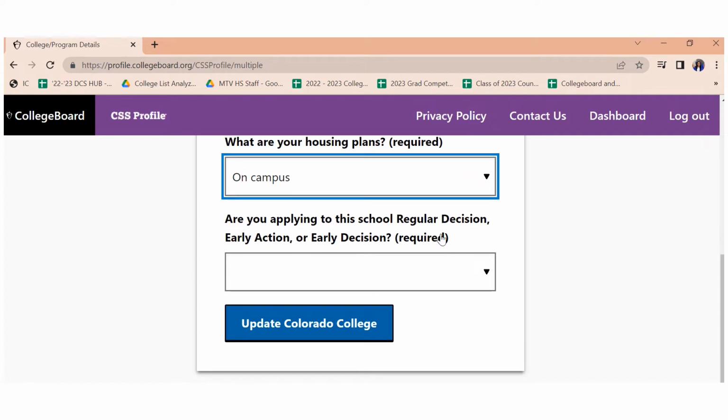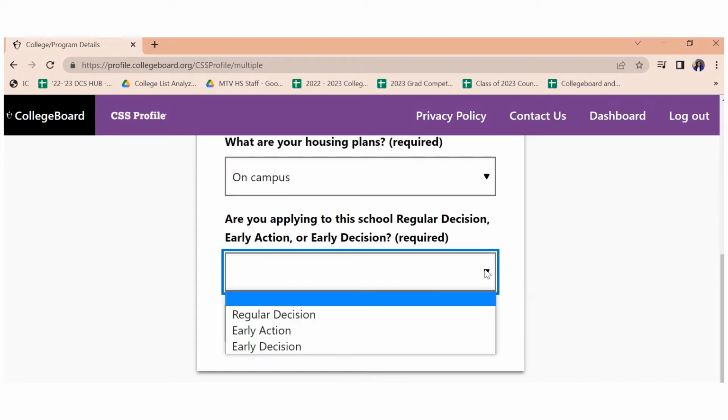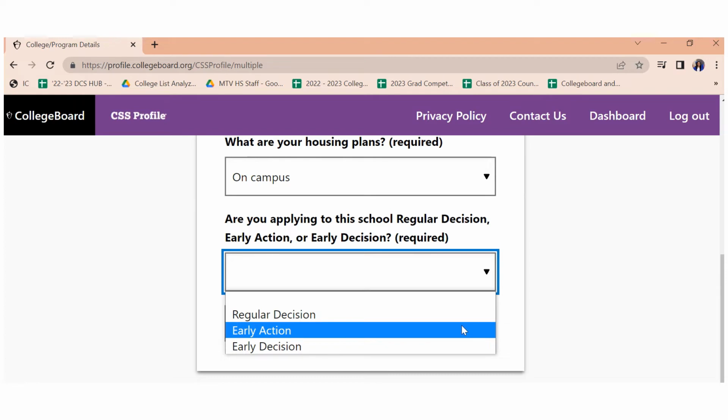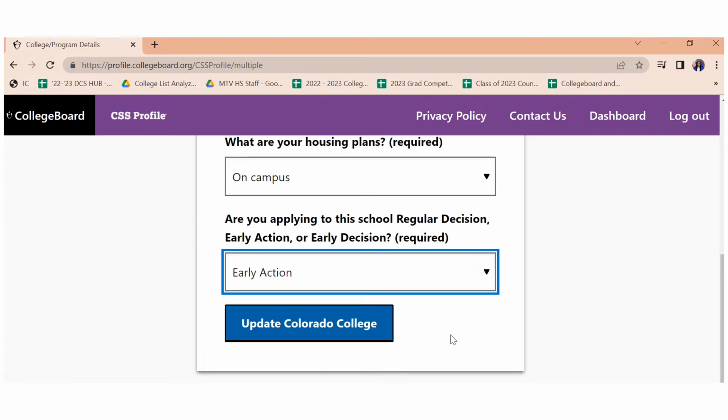And it's going to ask if your student is applying regular decision, early action, or early decision. So please check in on the status that the student has used for this school. Most of our students are applying early action. Early decision is very specific. So we're going to click on early action. Early action is not binding. It just means you are submitting your application early.